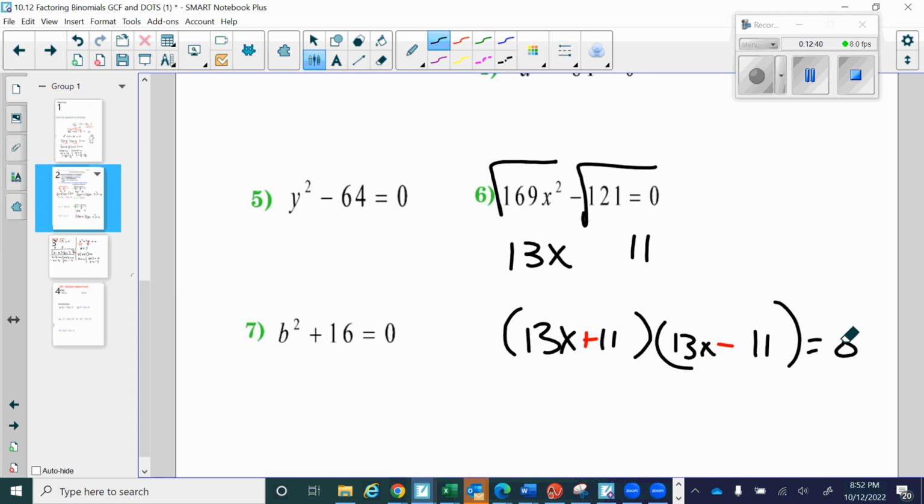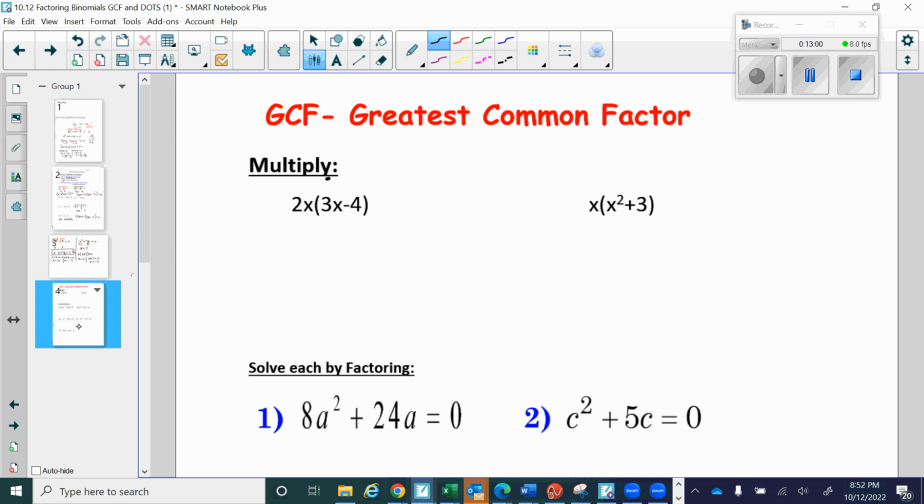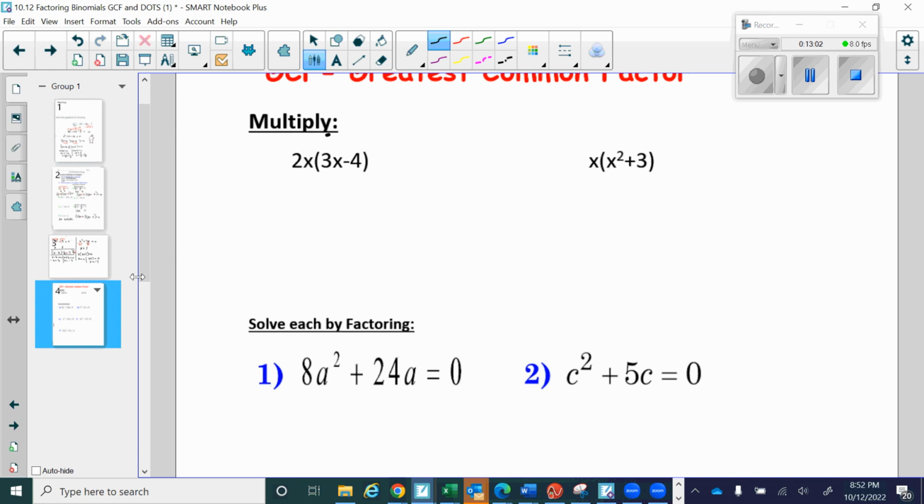All right, so let's go over to greatest common factor. Real quick, let's multiply these. Again, this is distribution. 2x times 3x: you multiply the coefficients, so 2 times 3 is 6, and x times x is x squared. 2 times 4 is 8, which gives minus 8x. And then here, x times x squared is x cubed, and x times 3 is 3x.